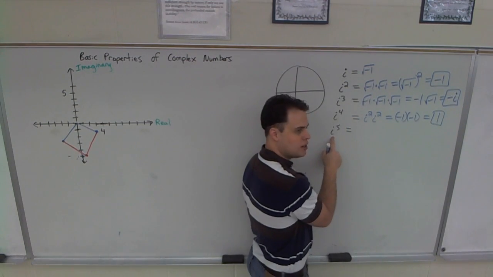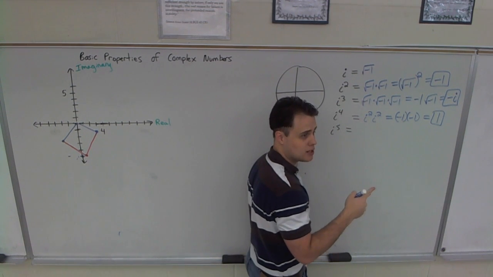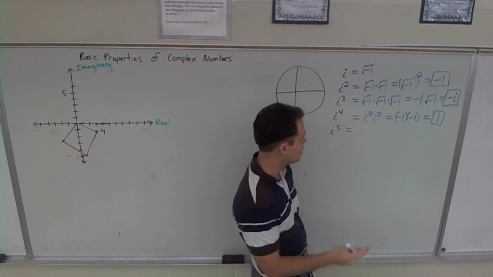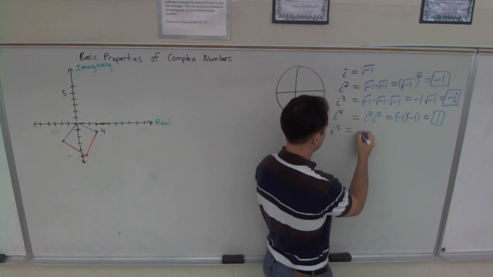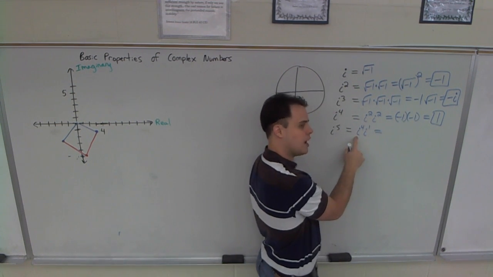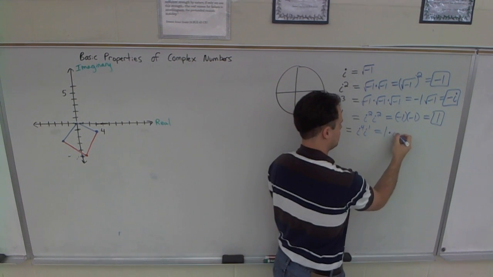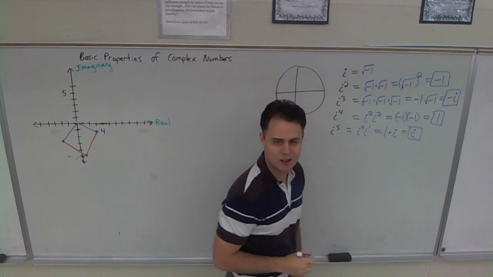See, and then if we do i to the 5th, couldn't we write that as i cubed times i squared, or i squared times i cubed, or i to the 4th times i to the 1? We've got lots of options. Or we could just write it out 5 different times, right? There's all kinds of options. I think we should think about it like this, though. Because we just learned i to the 4th is 1. So in other words, that's i again.